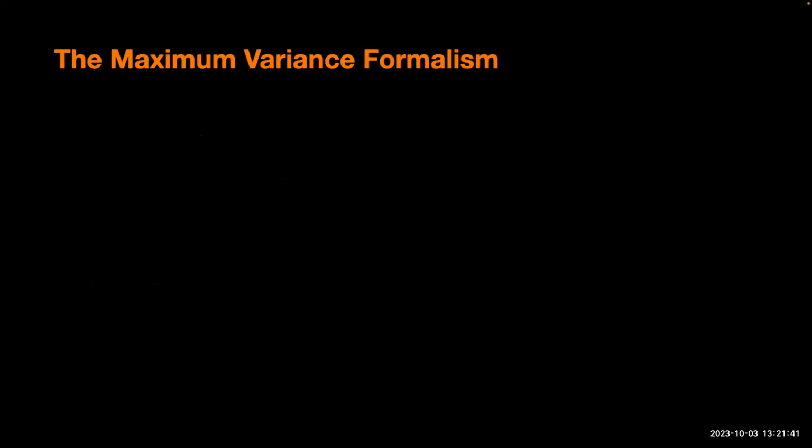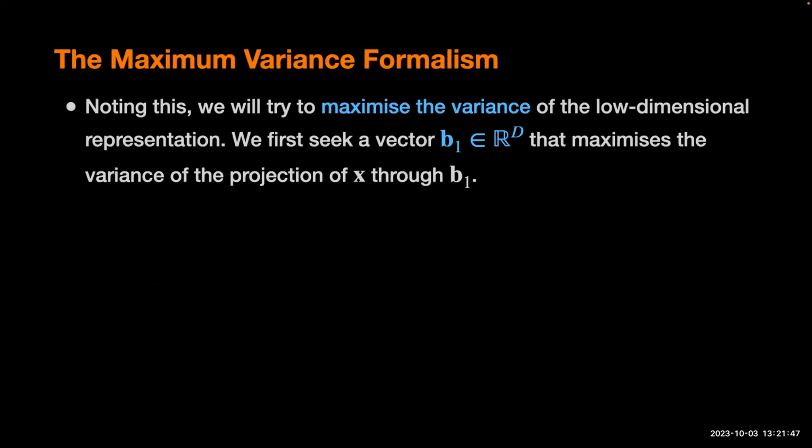So any question? Good. So, the maximum variance formalism. Let's talk about how we want to formulate the loss. Remember, we want to find the direction, or this set of D new vectors. But let's talk about finding the first one. Let's say I want to project all the data onto one direction that I call b_1, such that it will keep the most variance.